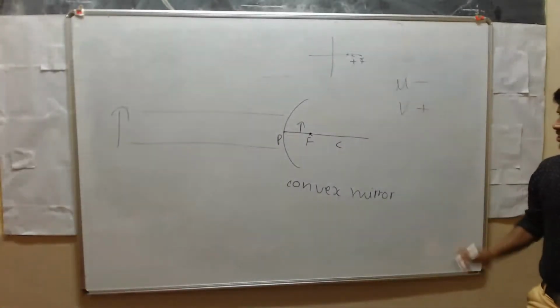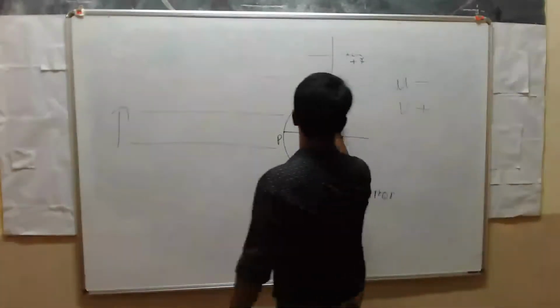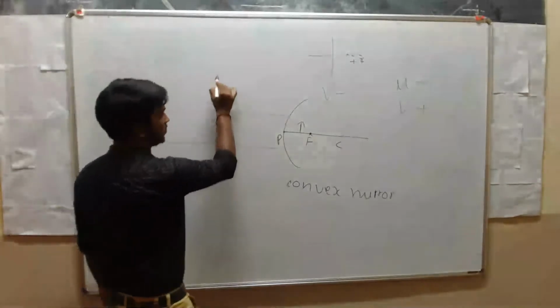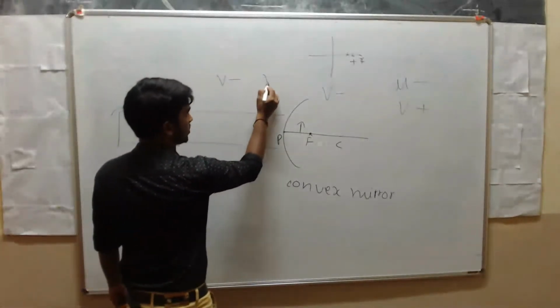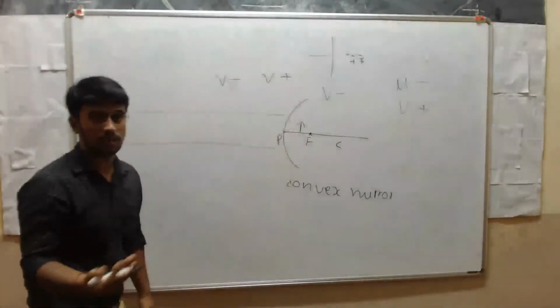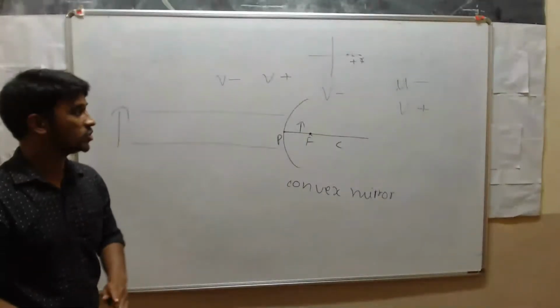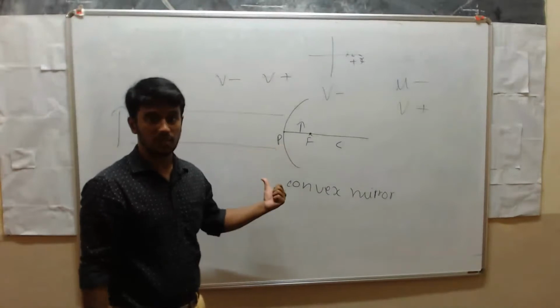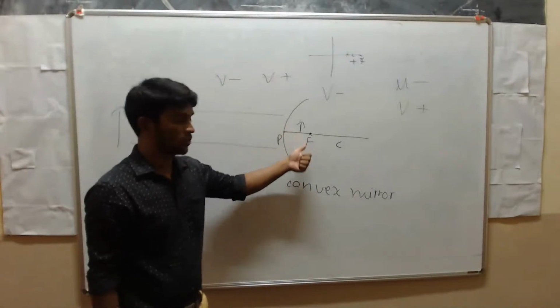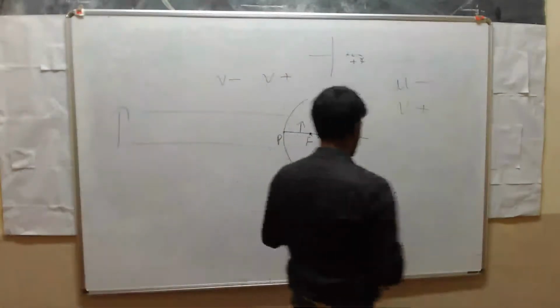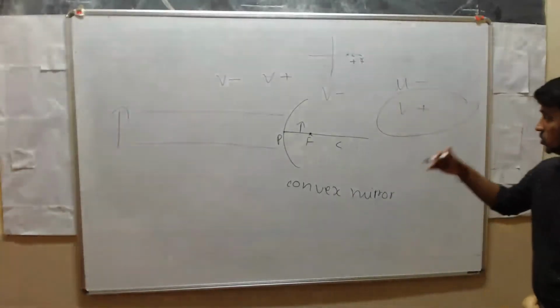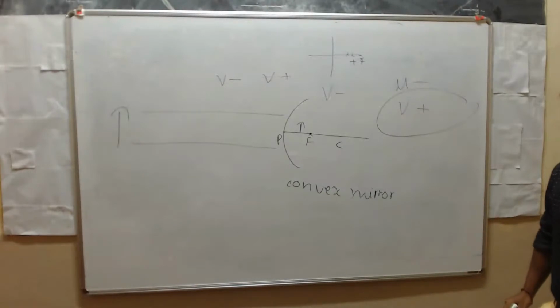Next, is it possible to get negative v values in a convex mirror? In a concave mirror, sometimes we get the values in negative, or sometimes in positive. That depends on whether the image is real or virtual. But for a convex mirror, you won't get the real image. You get only virtual images. So that's why for a convex mirror, you should always get v values positive.